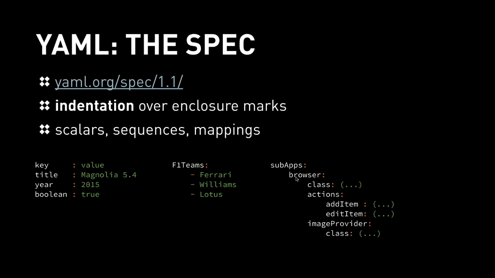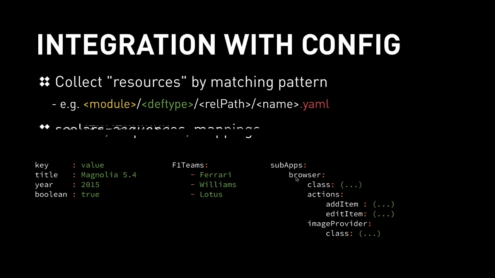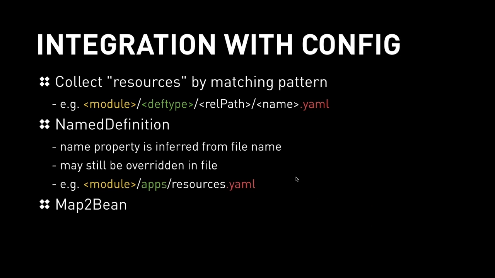So off to the YAML format and its integration. We rely on the YAML spec 1.1. The important part about YAML is that it's using indentation over enclosure marks. And there are mainly three types that you need to be aware of.